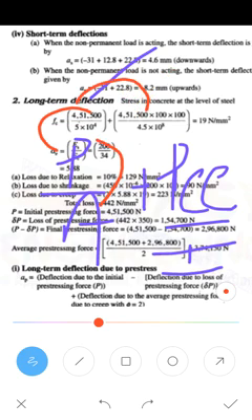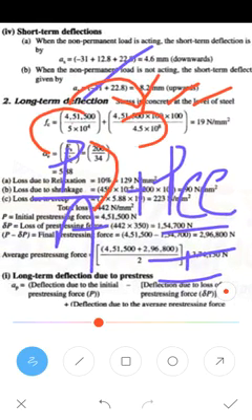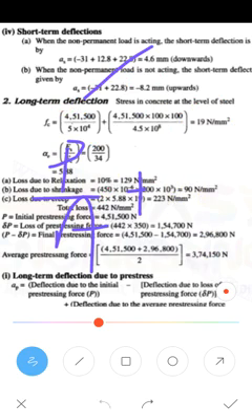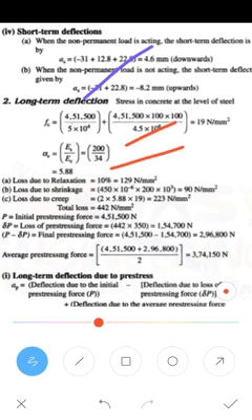Same value you have to write. The e value is 100, write it twice. The I value is given in the question, so write it as 4.5 into 10 to the power of 8. Finally, for the long-term deflection, the stress is 19 Newton per mm square. After finding this, you have to find the modular ratio. The modular ratio is equal to Young's modulus of the steel divided by Young's modulus of the concrete. Young's modulus of the steel is 200 and of concrete is 34. Finally, the modular ratio comes to 5.88.